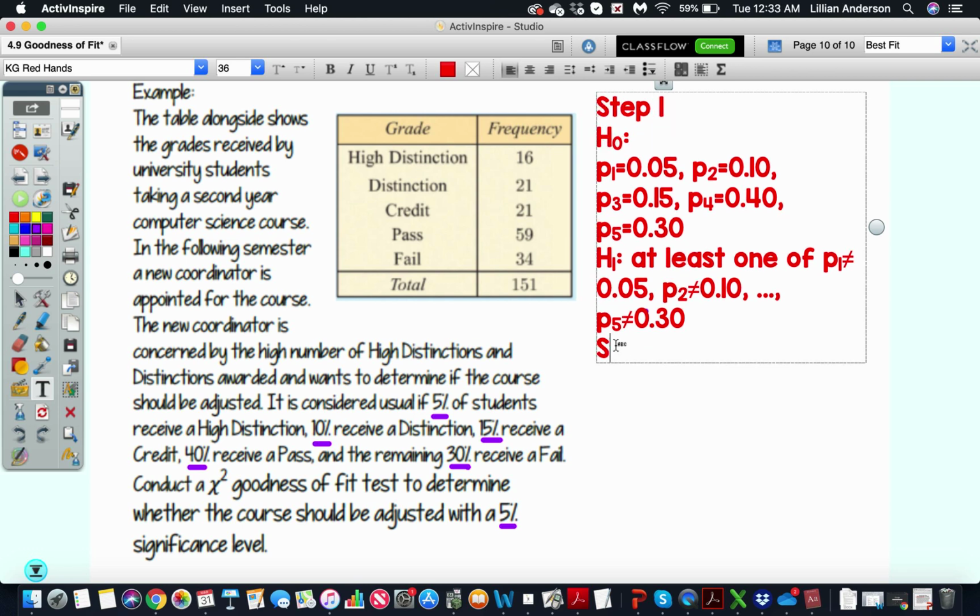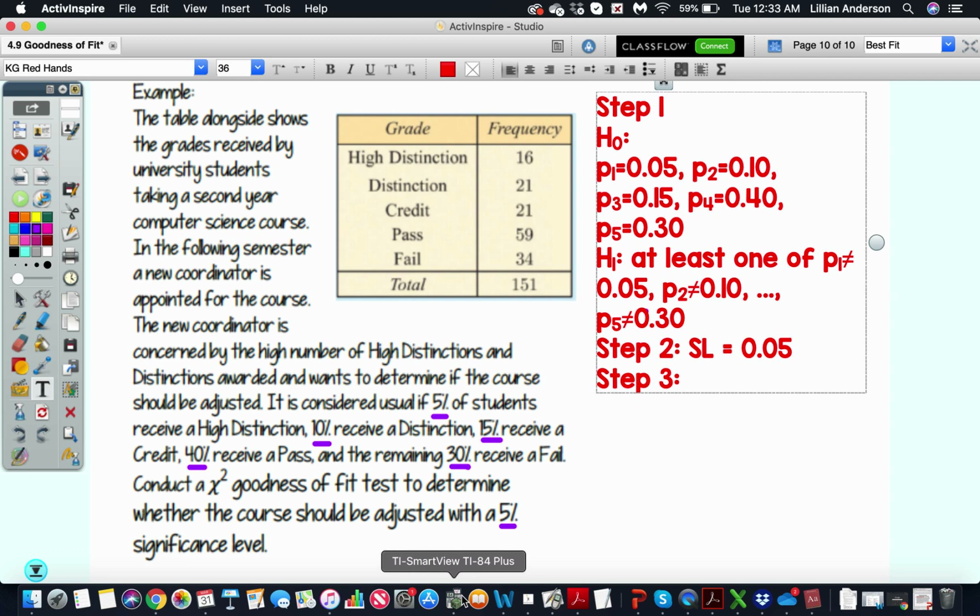Okay, step two is when you identify the significance level. We know the significance level is equal to 5%. That one's easy. And now we have to calculate the p-value, the chi-square test statistic. Since we're using the 5%, we're going to be doing the p-value. So remember, this is where we go into our calculator. This is where we need our L1 and our L2. L1 is our observed, and L2 is our expected.